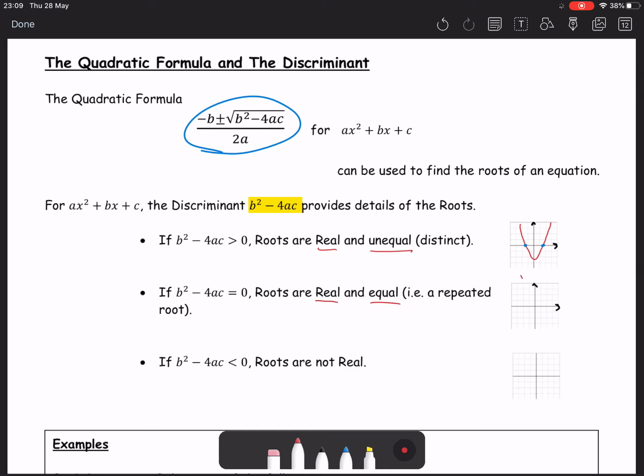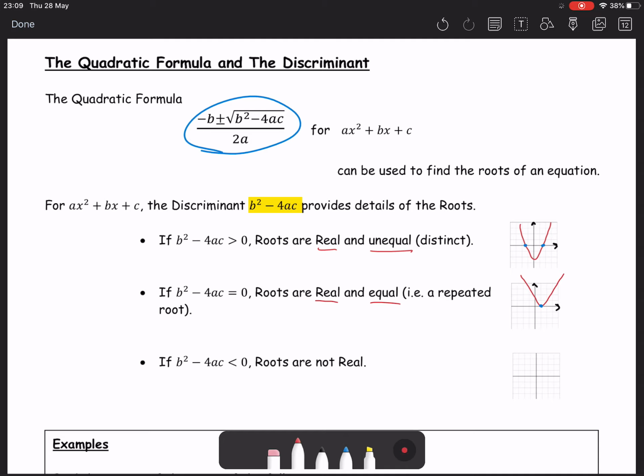It would come down, it would land on the axis, and then it would have its minimum or maximum turning point on the axis, and then it would continue on. So we don't have 2 distinct roots, we have a single root, and we would class that as repeated. So as if it comes down, hits, changes direction, and then leaves. So a repeated root.